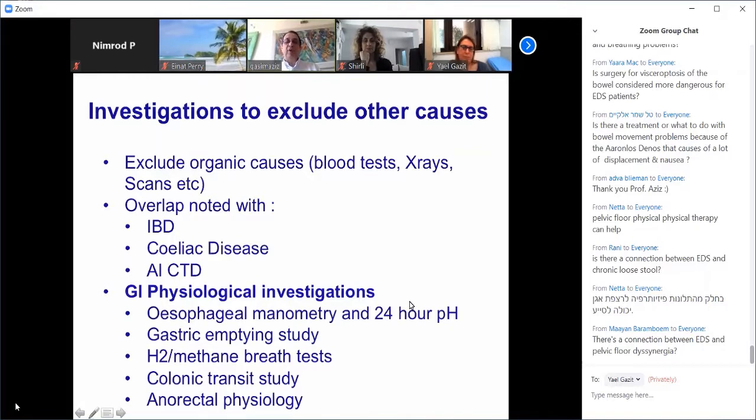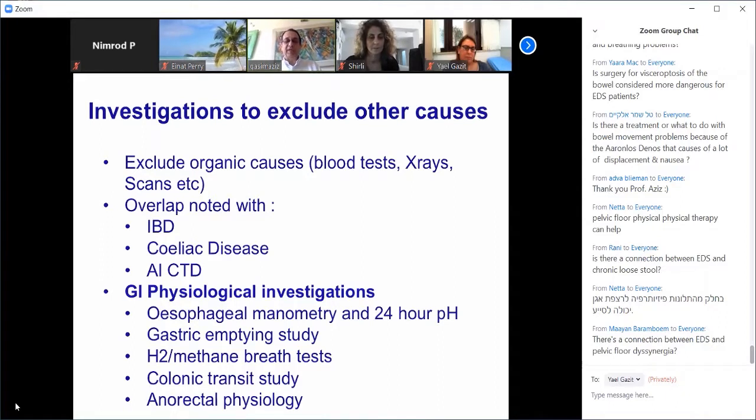So you do tests for esophageal motility called esophageal manometry. You can do 24-hour pH, which tells us whether there's excessive acid coming up. You have a stomach emptying or a gastric emptying study. Hydrogen methane breath tests tell us about whether you've got excessive bacterial overgrowth. A colonic transit study will tell us if the bowel is very slow.